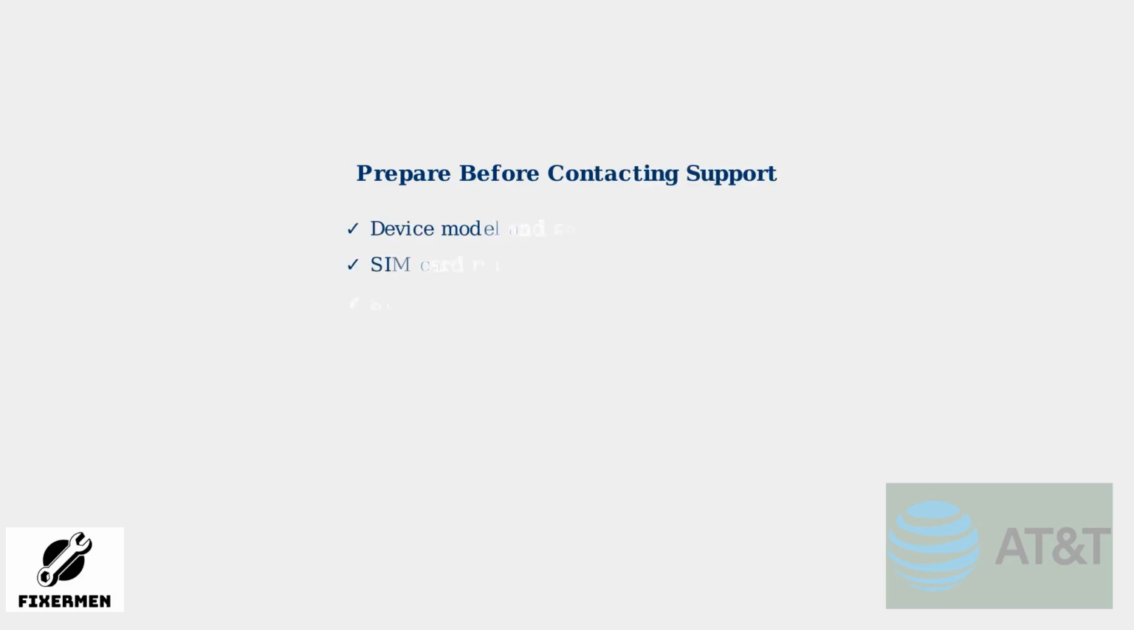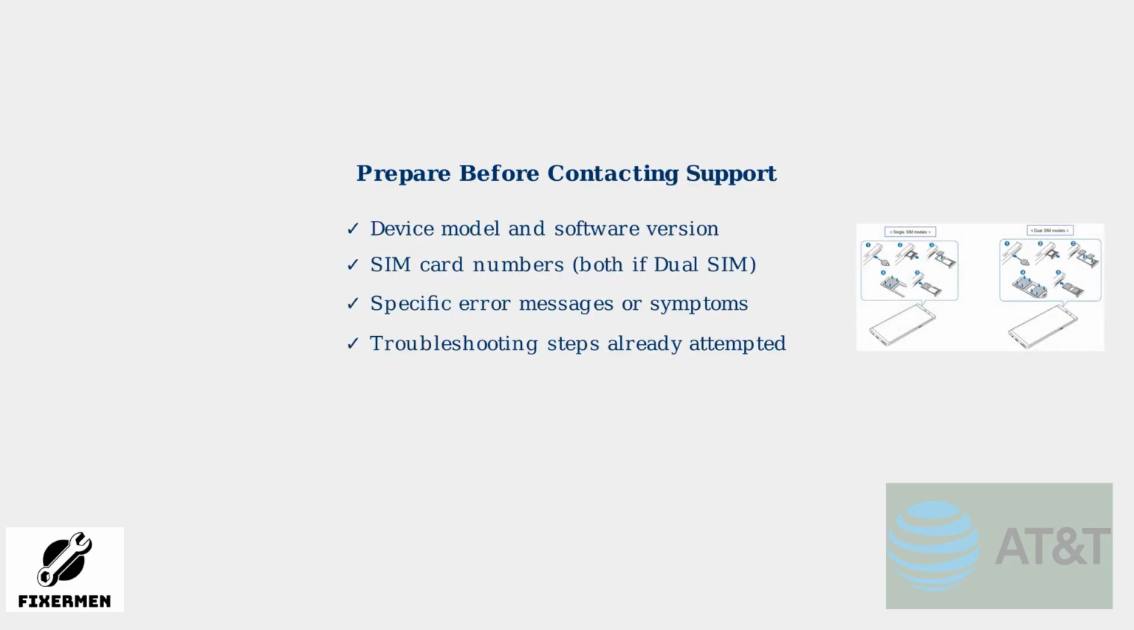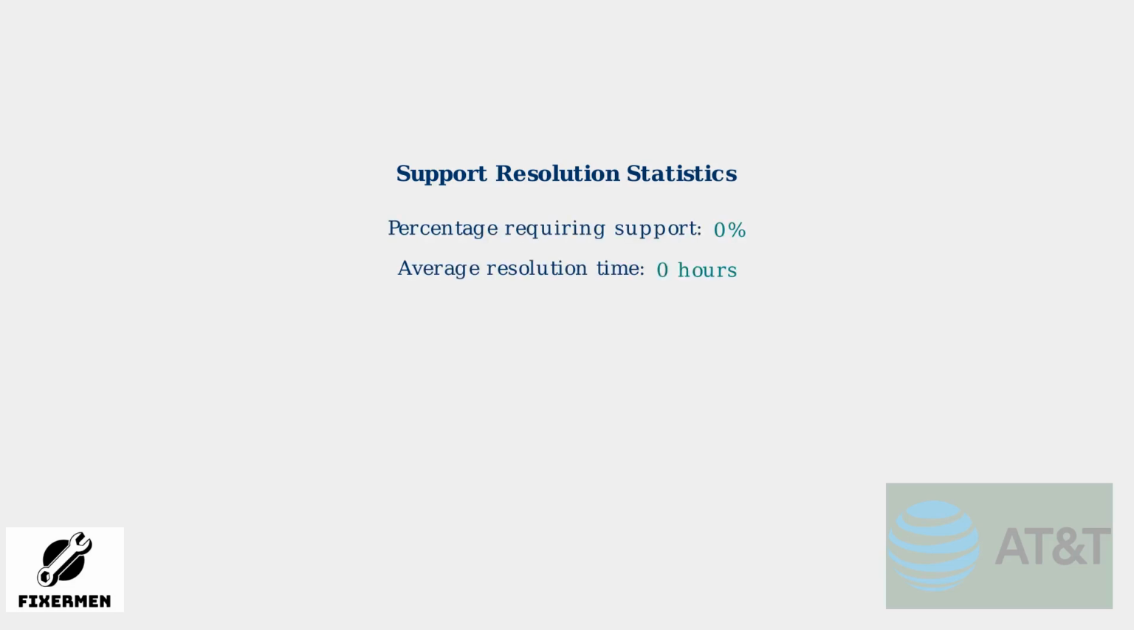Before contacting support, gather essential information to help the representative assist you quickly and efficiently. Prepare your device model number, both SIM card numbers if applicable, and detailed descriptions of the specific problems you're encountering. According to recent user surveys, approximately 35% of dual SIM issues require contacting customer support for resolution, with an average resolution time of 48 hours when properly prepared.